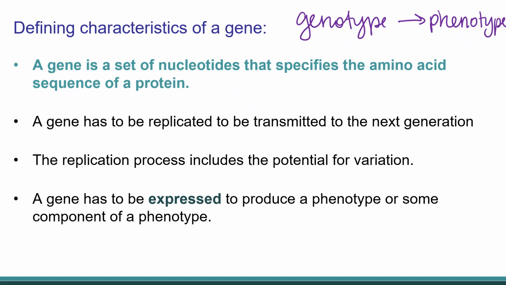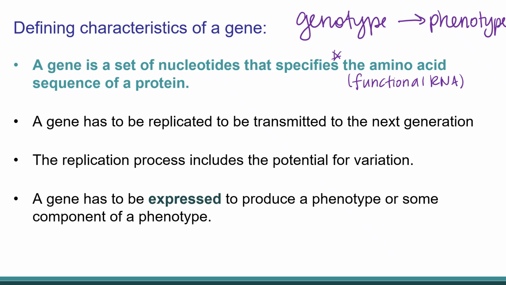Now, I'm going to put a little asterisk here because it doesn't always specify the amino acid sequence of a protein. Sometimes instead it specifies a functional RNA molecule. So we won't always actually get a protein out of this. So actually a better way to say this is a gene is a set of nucleotides that specifies an amino acid sequence or a functional RNA sequence. But this is our textbook definition for right now, so that's what we're going to go with.